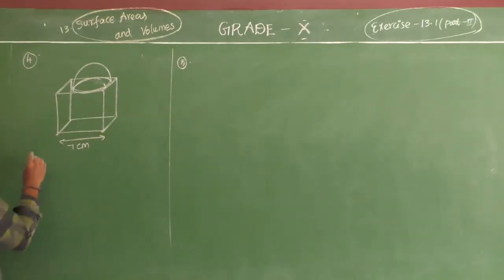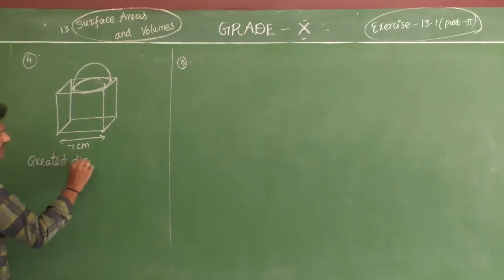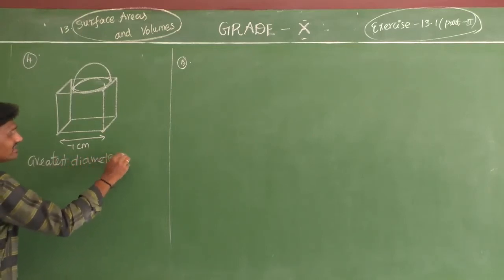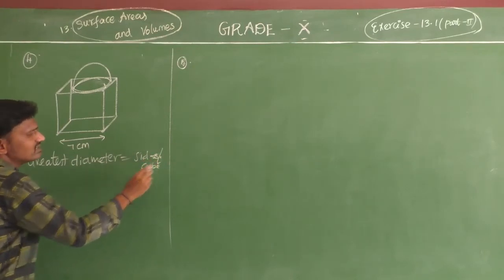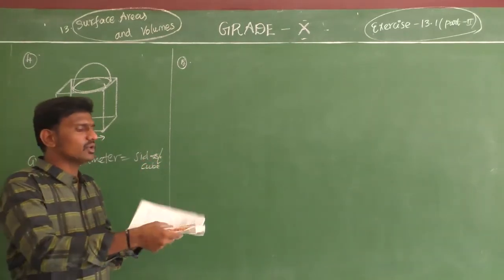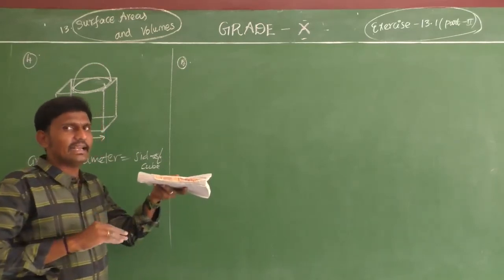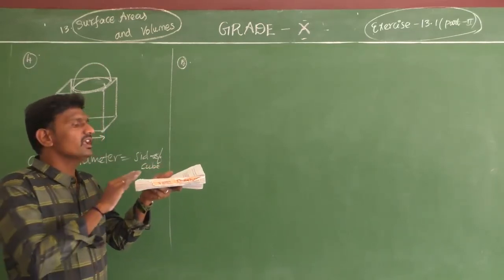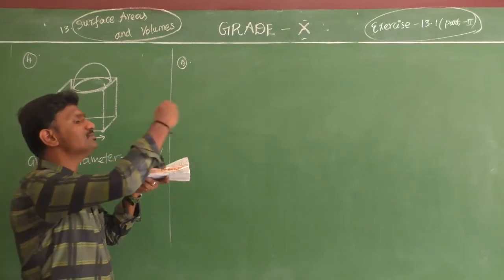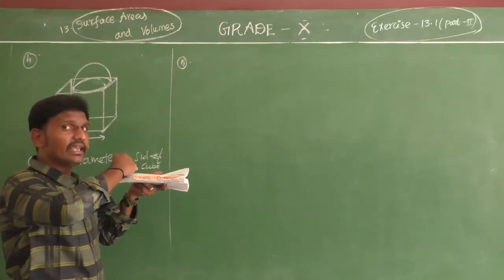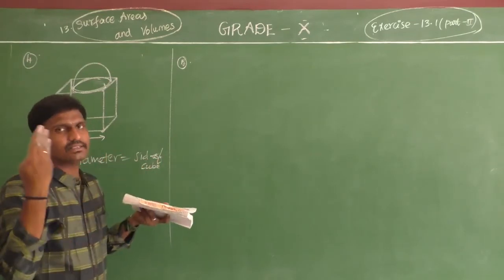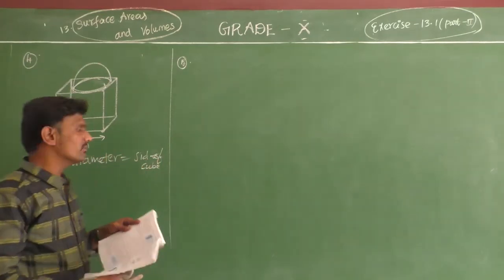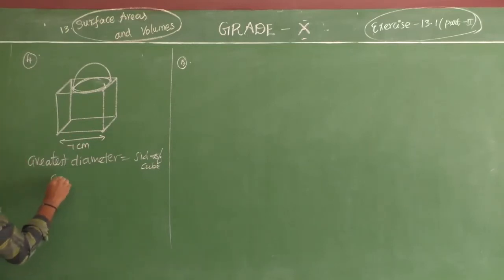See, the greatest diameter is very simple. So the greatest diameter is the side of the cube. That's all. Side of the cube. Because here this is one cube with one side. You have to assume now I am going to take the hemisphere to form like this. What is the highest diameter? This is the length of the side of the cube. That's all.